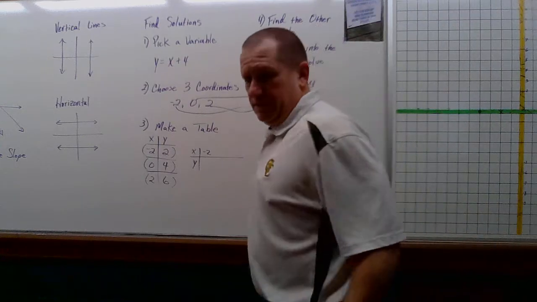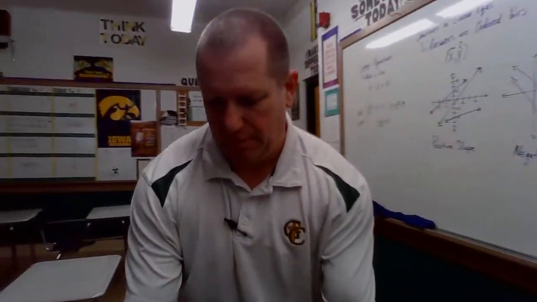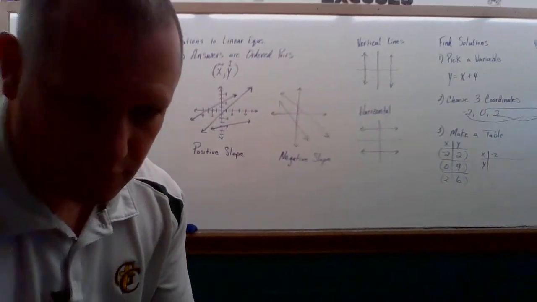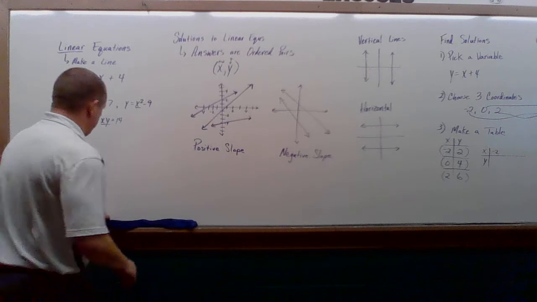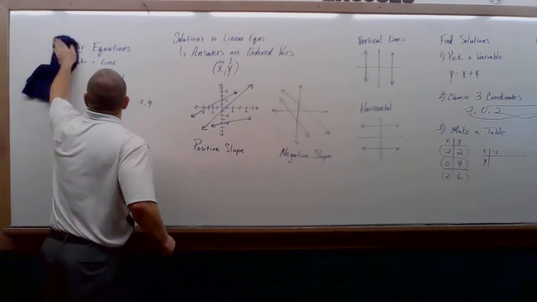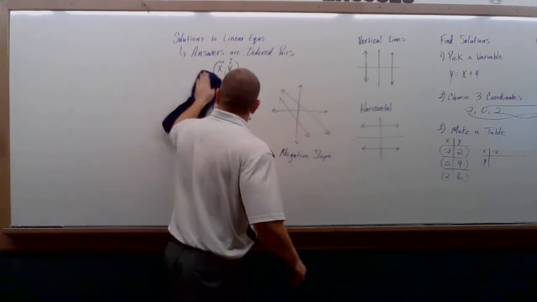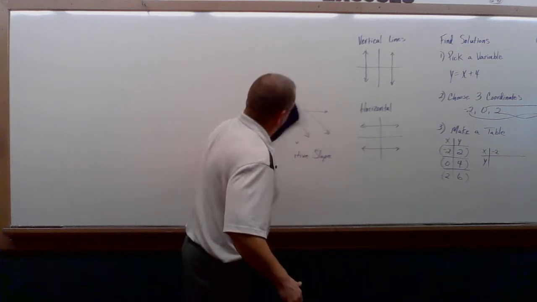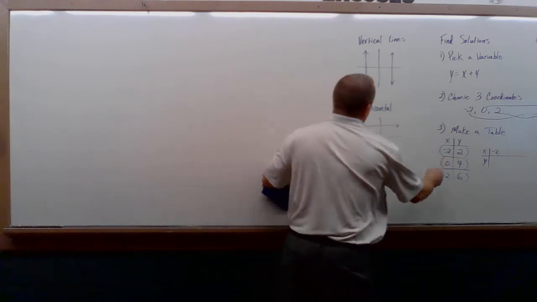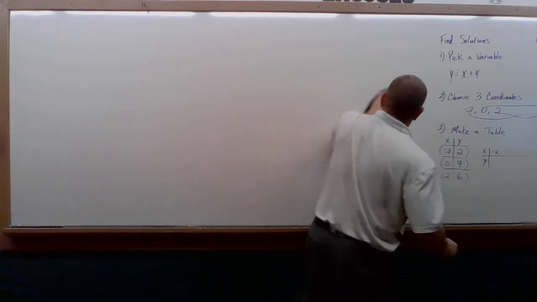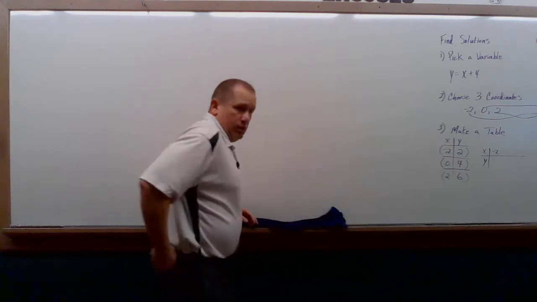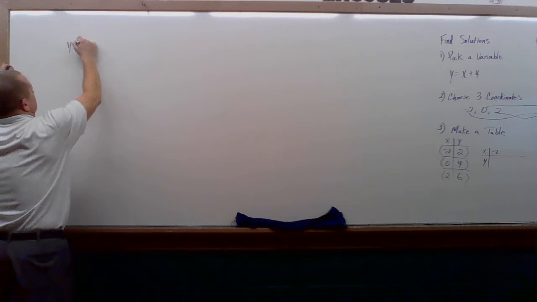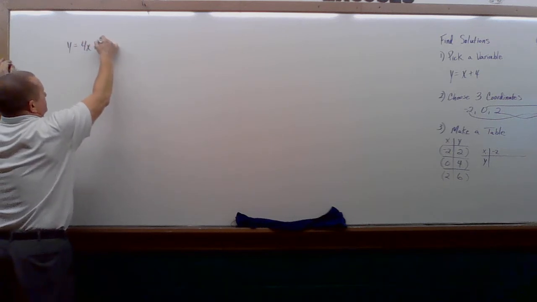So let's try another one here. Again, we haven't gotten to the graphing part yet, but basically we're finding ways to get to the graph. We're going to use the information that we're finding now from our table to make our graph. The next problem that we want to look at is y equals 4x plus 3.